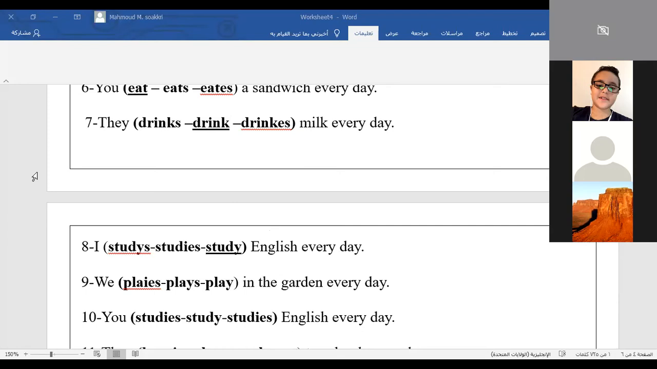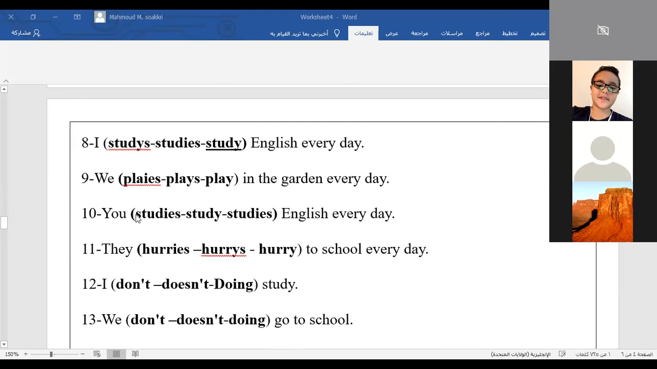Ahmed Atiyah, number 9, please. Read and answer. We play in the garden every day. Again, please. Play. Thank you, Ahmed Atiyah. The answer is play. Well done.